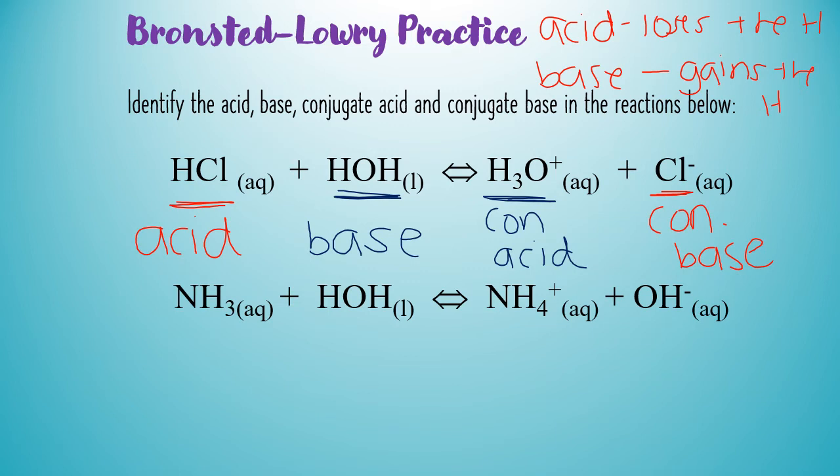Next one, NH3 plus HOH makes NH4 plus OH. And so we want to label acid, base, conjugate acid, conjugate base. NH3 goes from NH3 to NH4. So it's not losing an H, it's gaining an H. That is my base, which means NH4 is my conjugate acid.